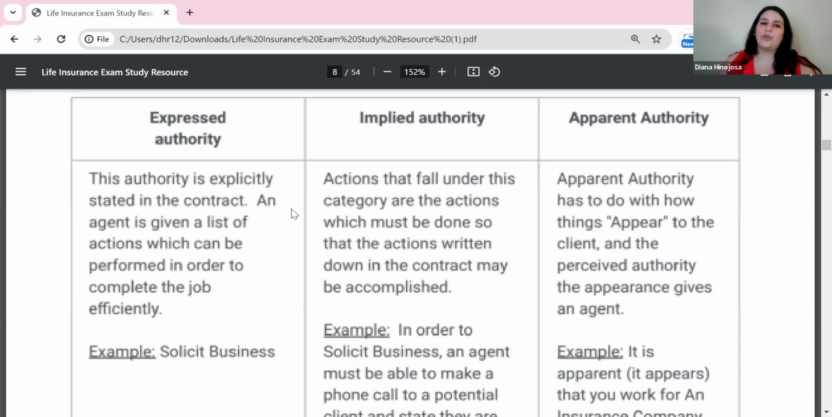Your implied authority. Implied are those actions that we have to do. It makes sense. It's common sense that we have to get them done in order to complete my expressed authority actions. So in order to solicit business, there's a few things I have to do before I'm able to get that contract signed and sit down with that customer.